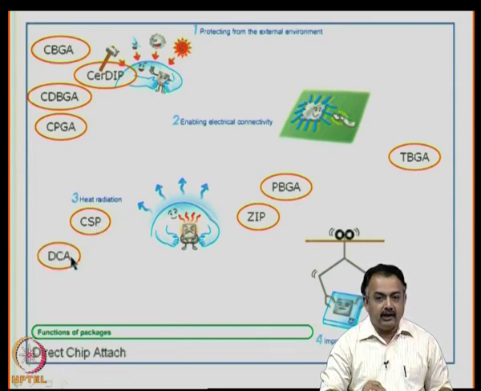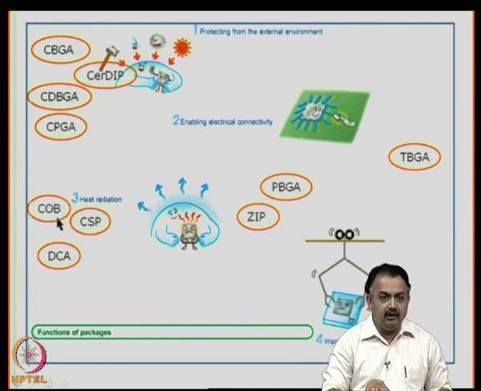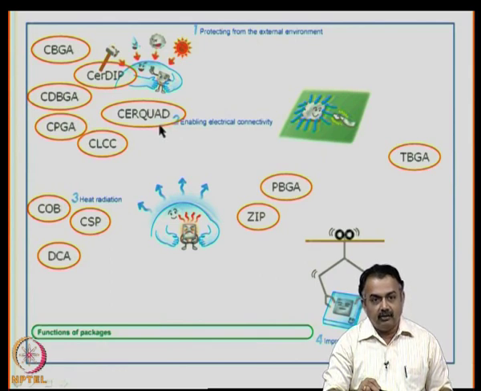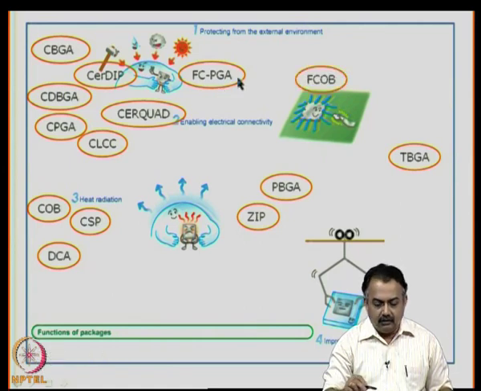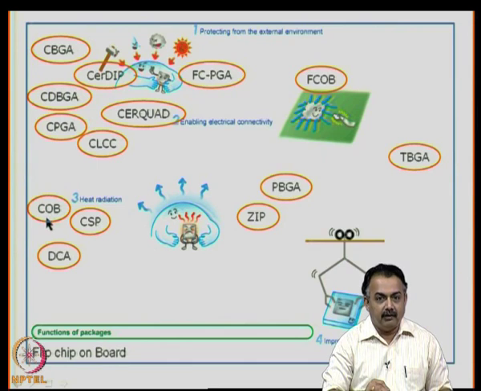DCA is known as direct chip attach. Then we have COB. COB is known as chip on board. We have seen what a COB configuration looks like. CLCC is known as ceramic leadless chip carrier. CerQuad is known as ceramic quad flat pack. FCPGA, this is flip chip pin grid array package. FCOB is known as flip chip on board. That means you are using a flip chip on board, which is different from a chip on board, where in a chip on board you will have face up configuration.